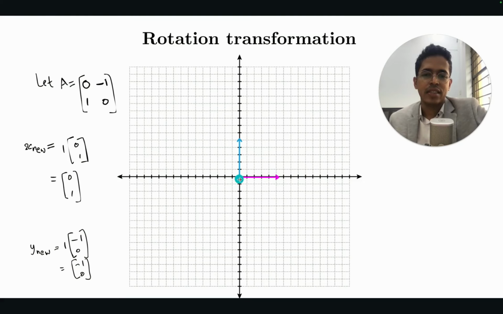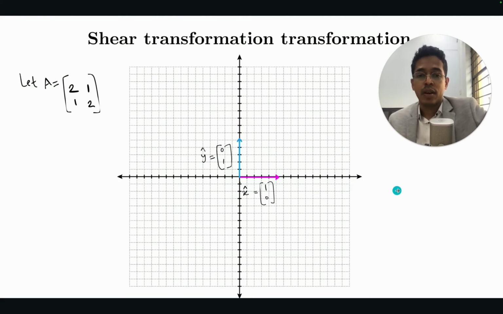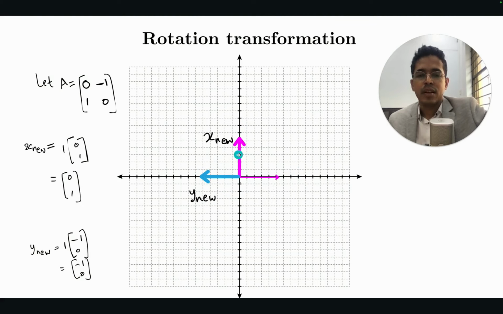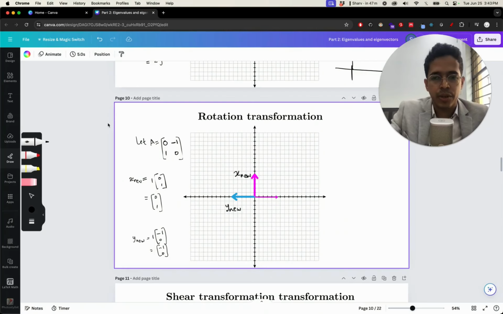So the original x and y were here, and the transformed x new is a 90-degree rotation in the counterclockwise direction of the original x, and the transformed y new, or transformed y cap, is a counterclockwise 90-degree rotation of the original y cap vector. So the x and y vectors are not elongating or squishing. It's just rotating. So this whole system just rotated by 90 degrees, right? Let me draw that and show it to you.